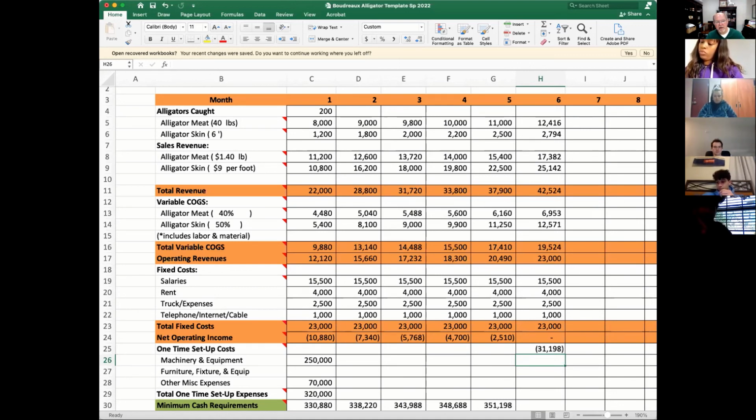So what we're doing is, I'm an investor. I believe that Boudreaux knows the business, Logan. And Boudreaux comes up with that 40 pounds. And Boudreaux says 6 feet. From his vast experience catching alligators, he says this is going to be the average amount of processed meat you're going to get, and this is going to be the average left.